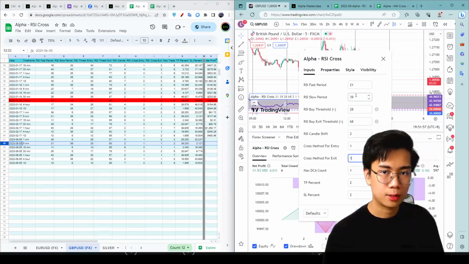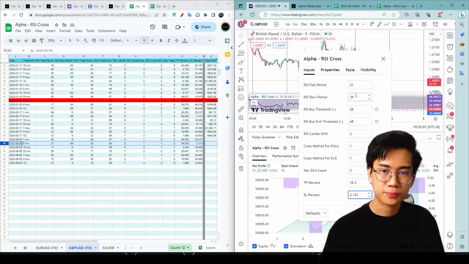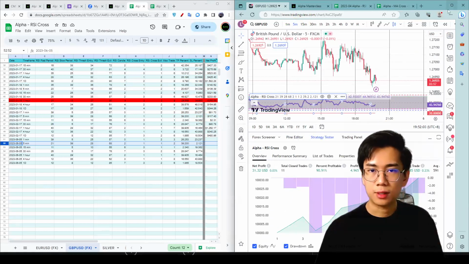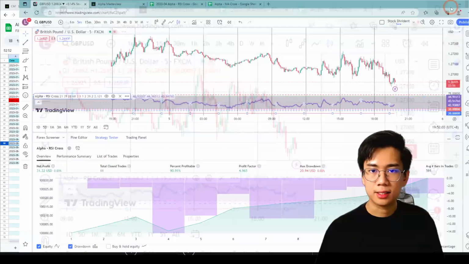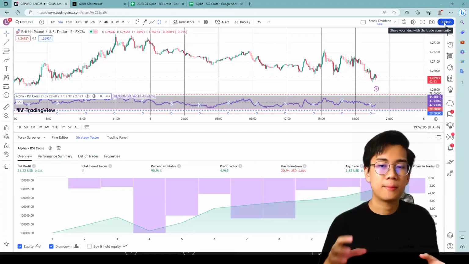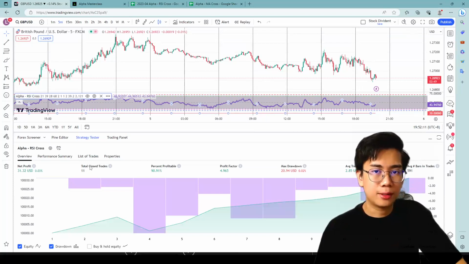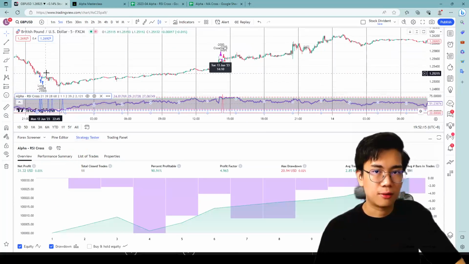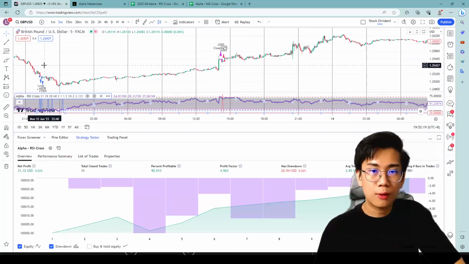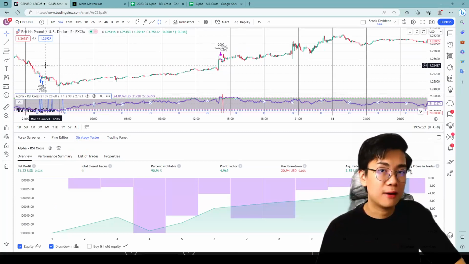2112, 39.2, 2.121. All right, so you see, initially it was losing, then it became a profiting setting. But there is one downside, that the number of trades is also very, very low. Within about 1 month's time, there are only 11 trades.